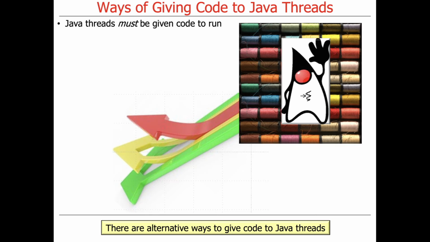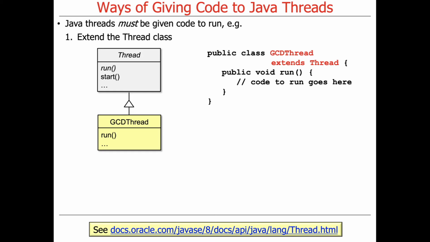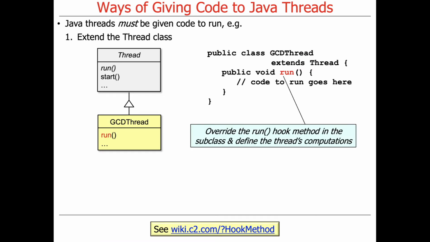So there are different ways to give code to Java threads, and I'm going to walk through them with you. The first way we're going to look at, which is at least at face value the simplest, is just to extend the Java thread class. So here you can see we have the Java thread class. We use the extends keyword, which basically means inherits. And we say GCD thread extends thread. And that gives us this run hook method where the actual code will go. So you have to override the run hook method to provide it stuff to do. And we'll see that's the case for anything here. Sometimes it's more explicit, however, that you're overriding run.